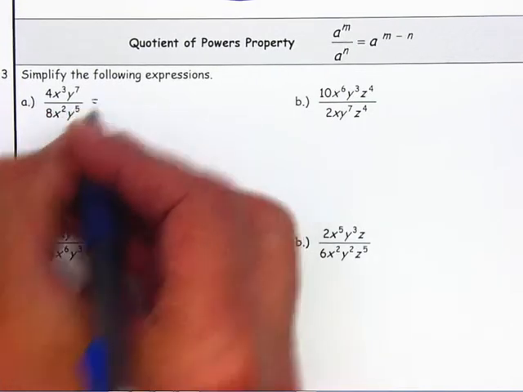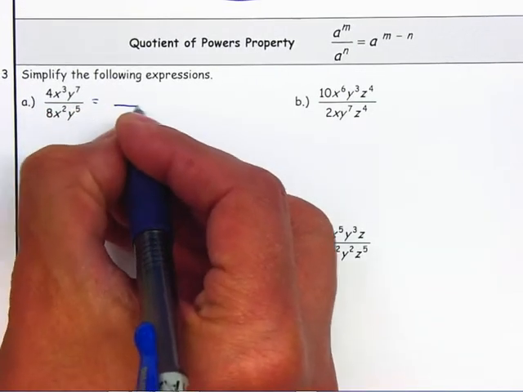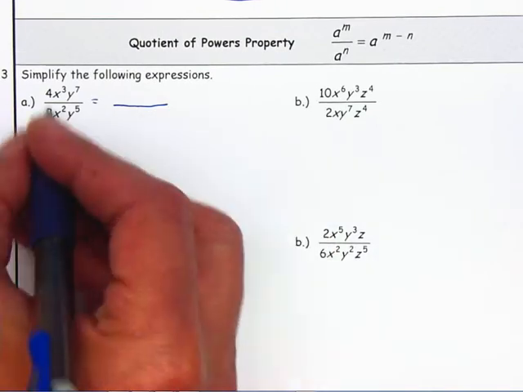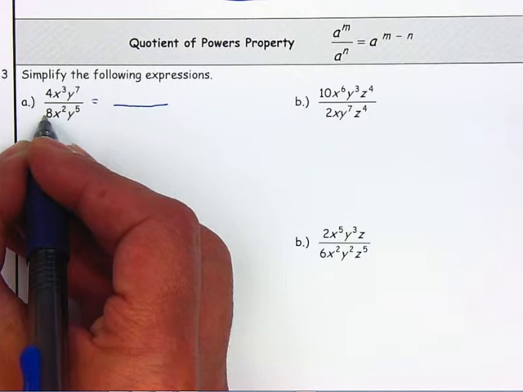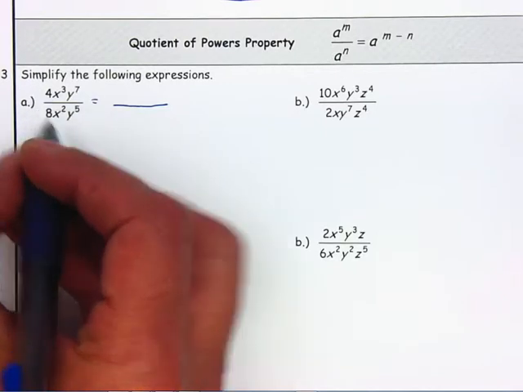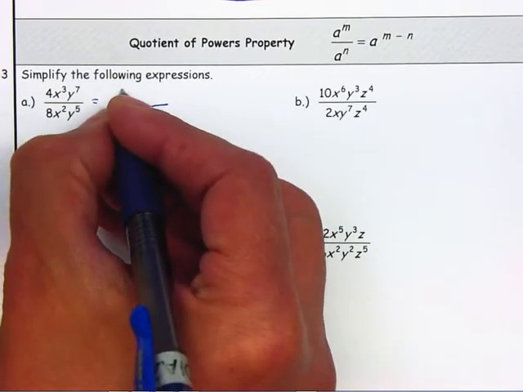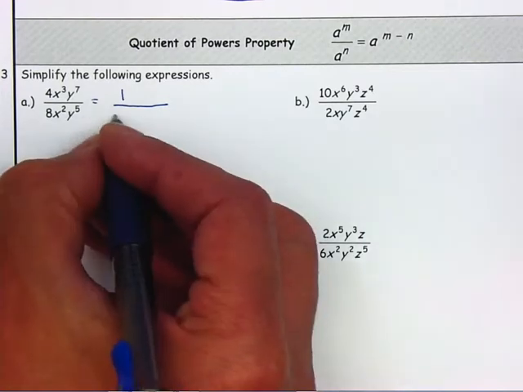On letter A, first you need to reduce your coefficients. They're dividing, so one number divides 4 and also divides 8. So we can divide by 4. 4 divided by 4 will give us a 1. 8 divided by 4 will give us a 2.